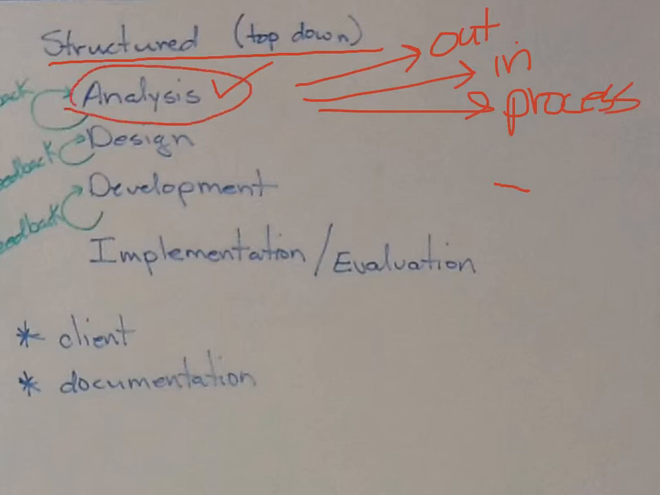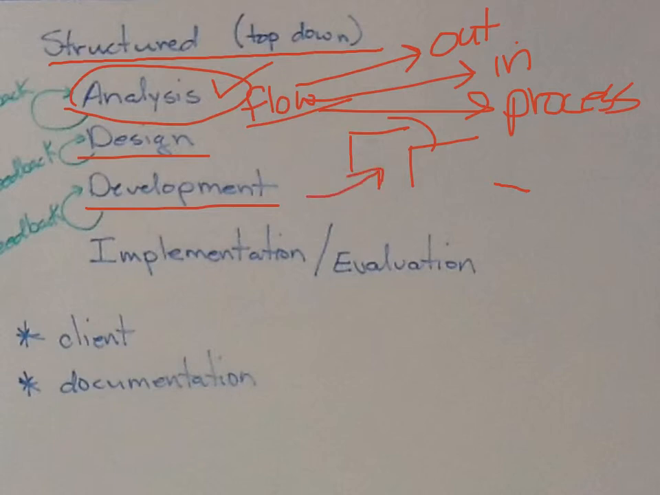Analysis would be everything, the entire flow of the data and so forth, in which then we can design how to store the data. We can actually design the tables, create the links. Development would be actually creating the tables. And then implementation is putting it into use and then evaluating it and making sure it works.